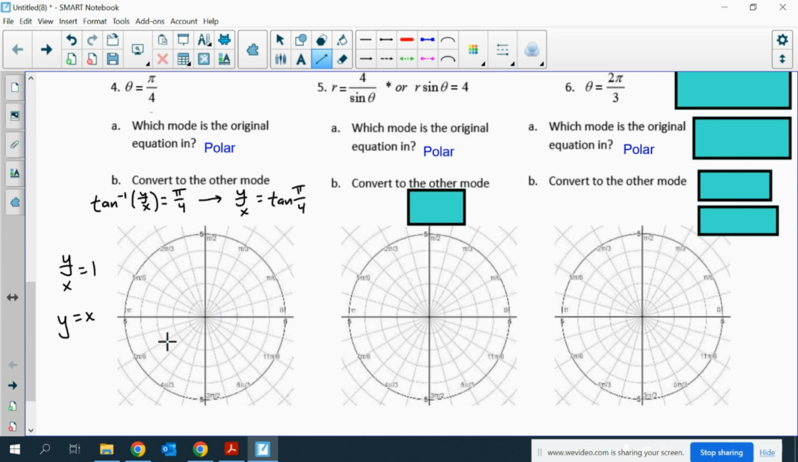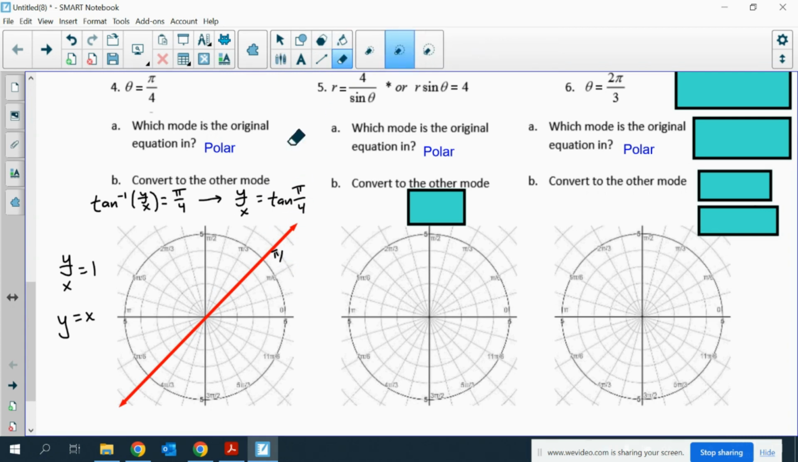Now, as we graph the line y equals x, we realize that that's exactly on theta equals pi fourths. So it makes total sense that this would be theta equals pi fourths. Now where is the symmetry of this line? This is symmetric over a variety of different things.